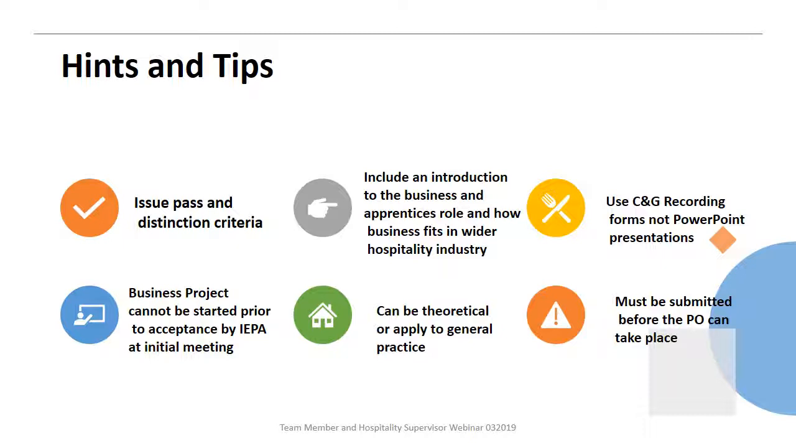Remember that the business project should not be started until confirmation of acceptance of the proposal is received from the independent endpoint assessor at the initial meeting. Failure to adhere to this by starting the business project before endpoint assessment could result in an automatic fail. Whilst the project can actually take place in practice, timescales are not favourable to achieving this, so a project in theory is perfectly acceptable. The business project needs to be initially uploaded to the endpoint assessment portal prior to the practical observation taking place, and any resubmissions would need to occur and a pass be confirmed prior to the professional discussion taking place.